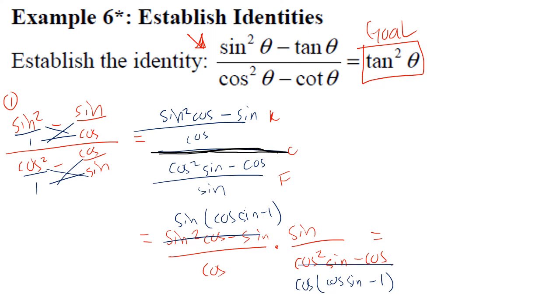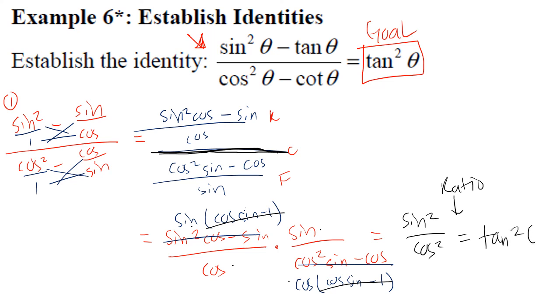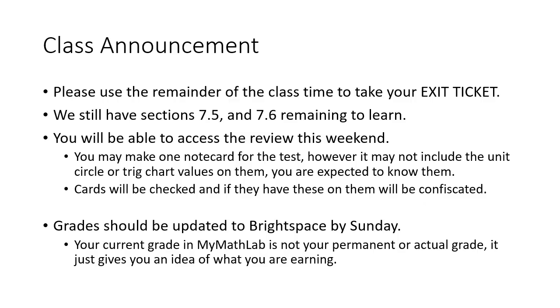So now everything's factored, and now I can eliminate. The cosine times sine minus 1 in the numerator and the cosine times sine minus 1 in the denominator are eliminated, and I'm left with sine times sine, which is sine squared, over cosine times cosine, which is cosine squared. By the ratio identity, sine squared over cosine squared equals tan squared theta. Goal made.